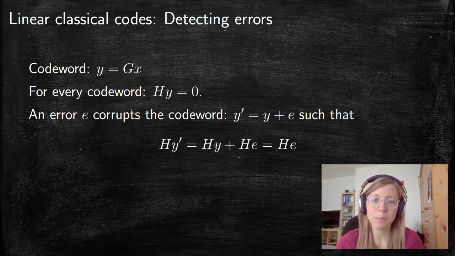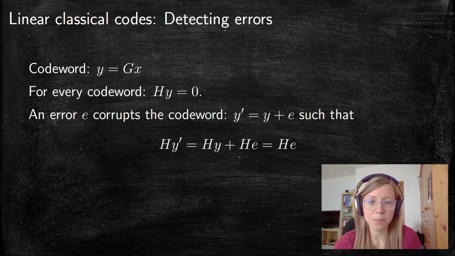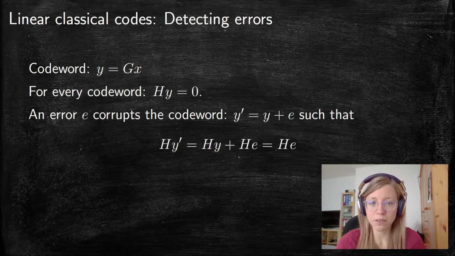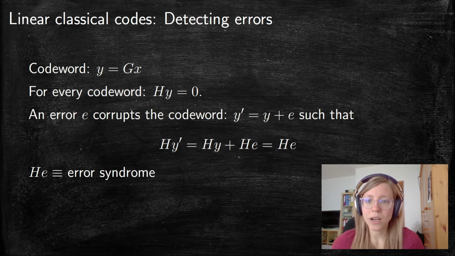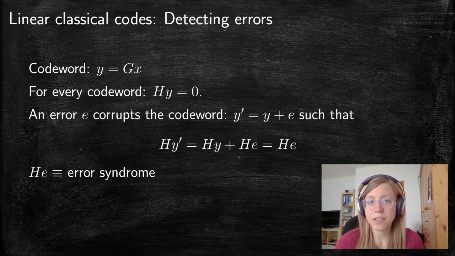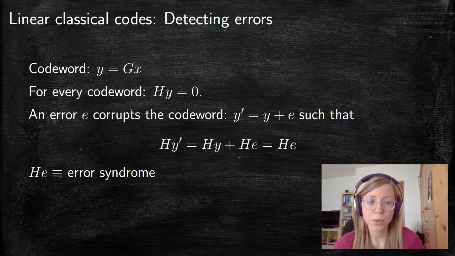In this case, if we apply the parity check matrix to the corrupted code word, what we get is the sum of H applied to y plus H applied to the error string e. And since H times y equals 0, what is left is H times the error bit string e. And that's why we call this expression He the error syndrome. If it is 0, we know that no error has occurred. But if it is greater than 0, we know that there's an error. And actually, from this error syndrome, we can even see where the error has occurred.